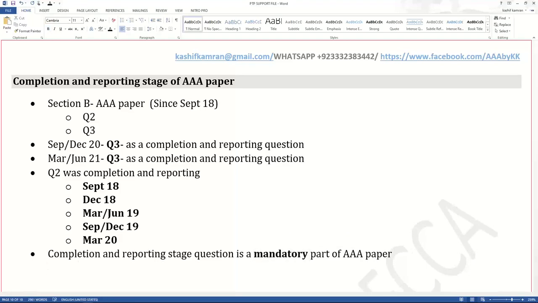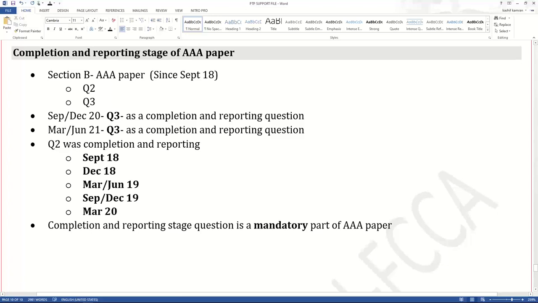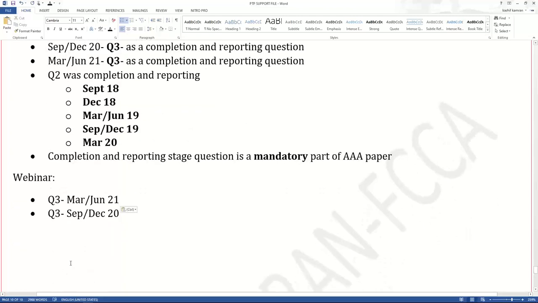Now let's start with the webinar and let's see what we need to focus on. In this webinar, I'm focusing on the 2 recent papers, just to give you guidance on question 3 from the 2 recent exam papers: one being September, December 20, which I will focus on as my second priority, and one is March, June 21, which I'll focus on as my first priority. We will dig inside both to see what a question asks, what the expectation of the examiner is, what exactly question 3 expects from a student, what the marking scheme is, and what you should know to pass question 3 of the AAA paper. So let's start the journey and understand each one of them one by one.